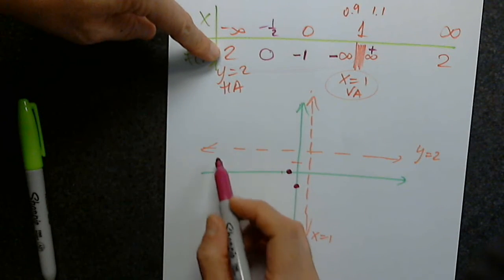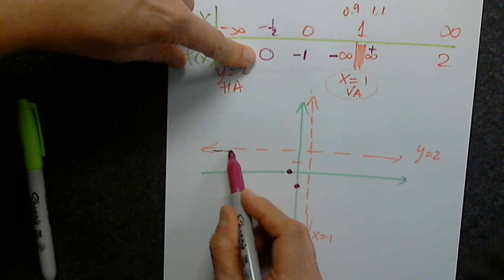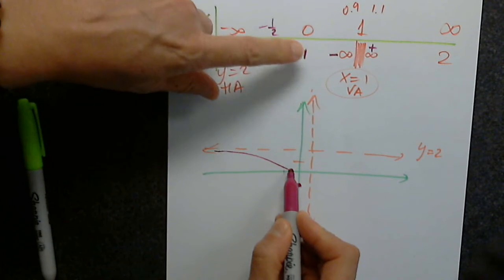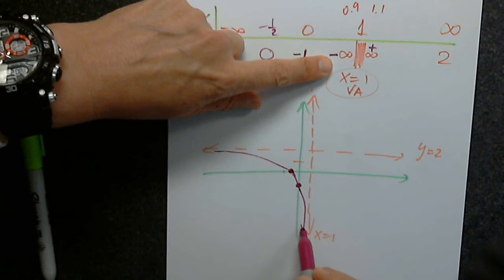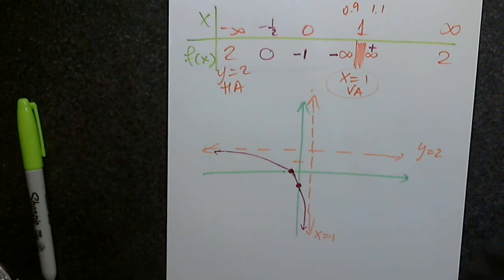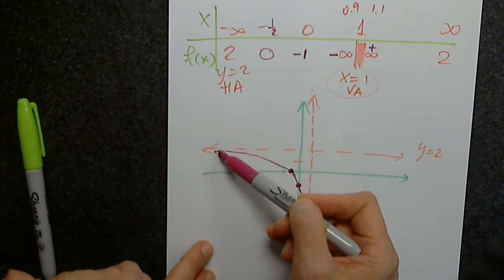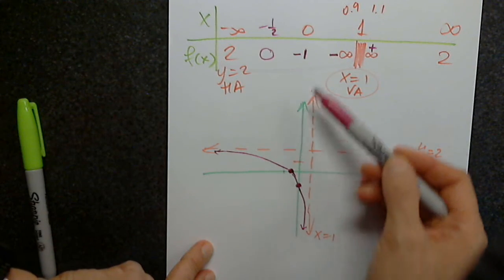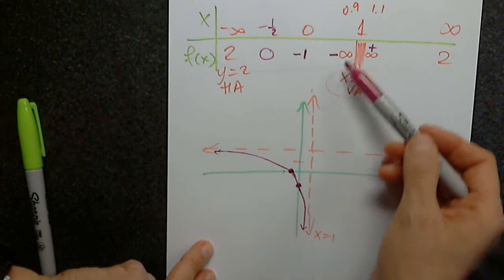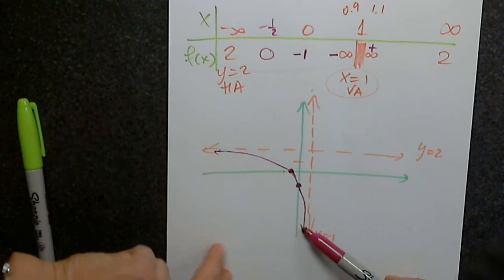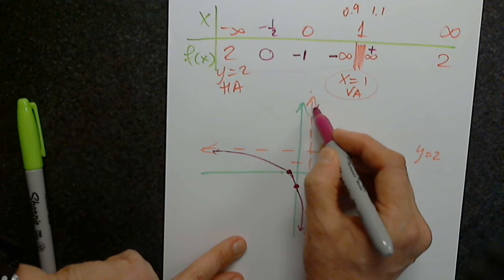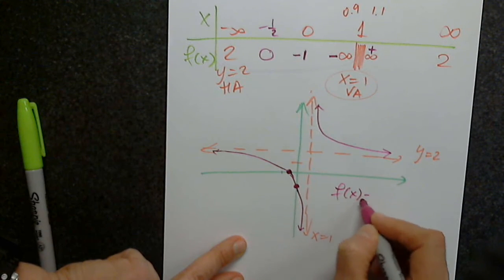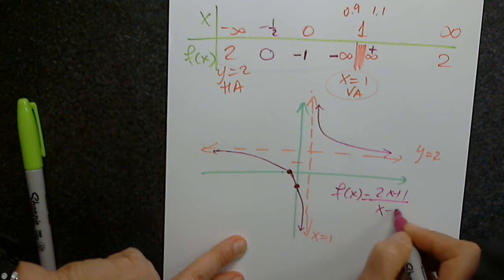From approaching 2, crossing the x-axis, crossing the y-axis, and going towards negative infinity. Done. From approaching 2, crossing the x-axis, crossing the y-axis, going to negative infinity. On the other side, coming from positive infinity and approaching 2. So this is the function f of x, 2x plus 1 over x minus 1.